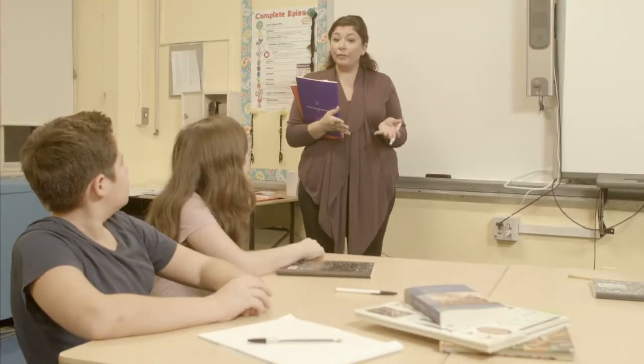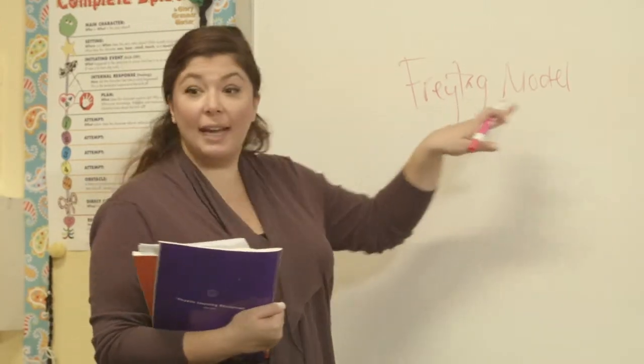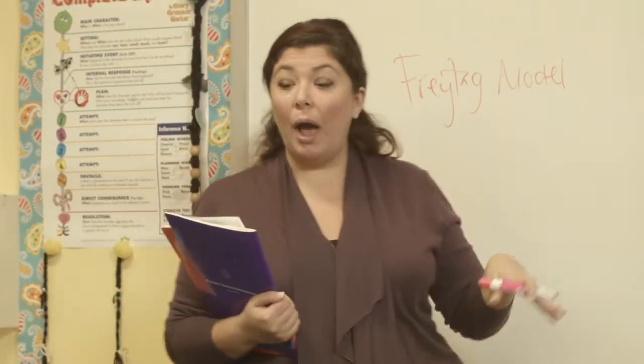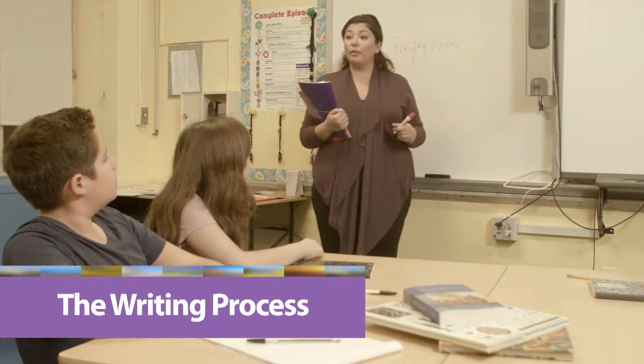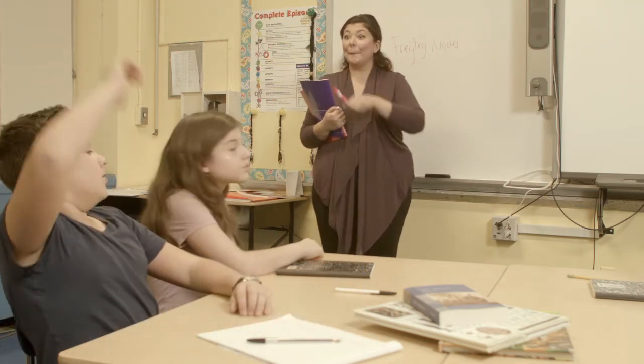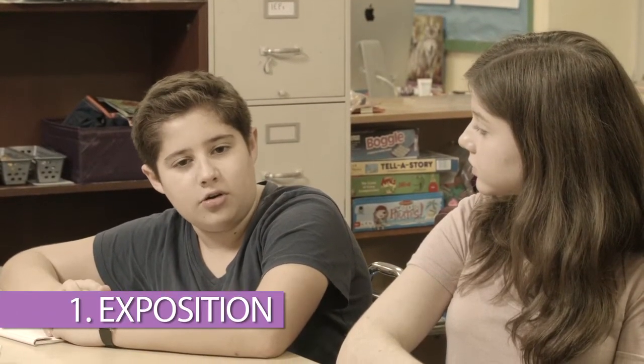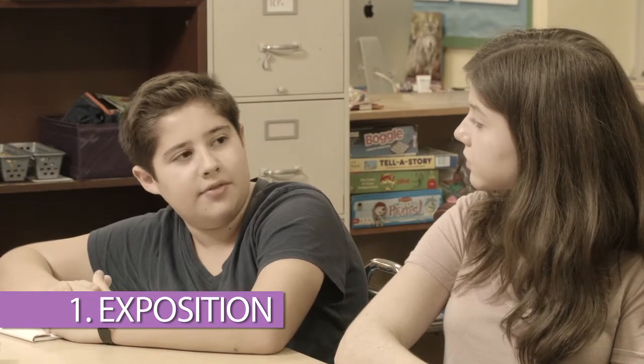Okay guys, so let's review. Yesterday we talked about the Freytag model, which is a graphic way to show how a story or a narrative is organized. Question, who can tell me what the first step is? The first step is called the exposition. That's when the reader or the audience is introduced to important information.